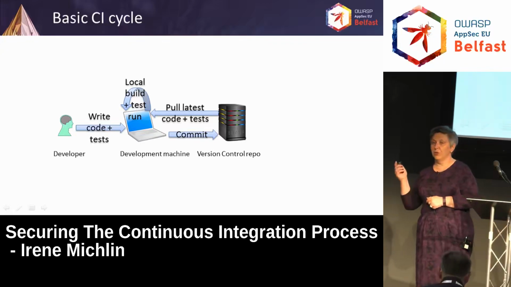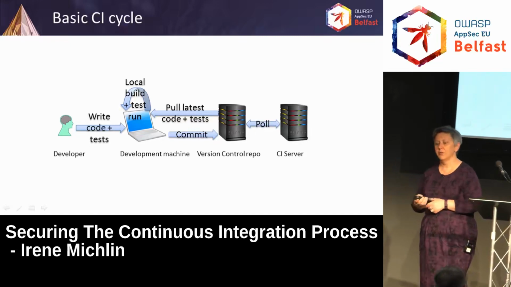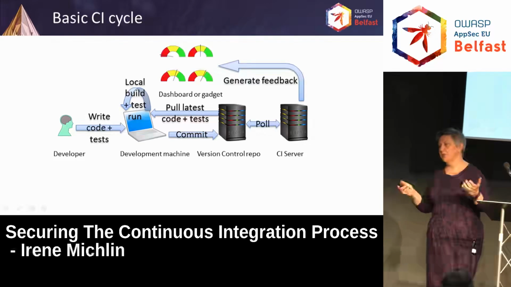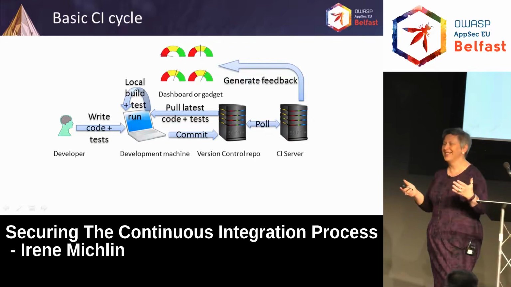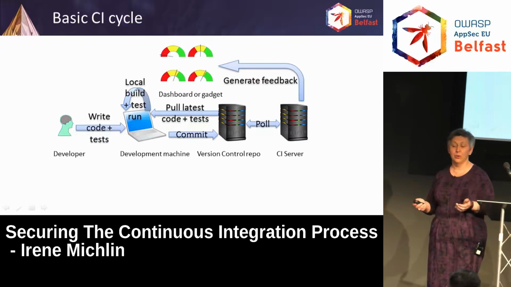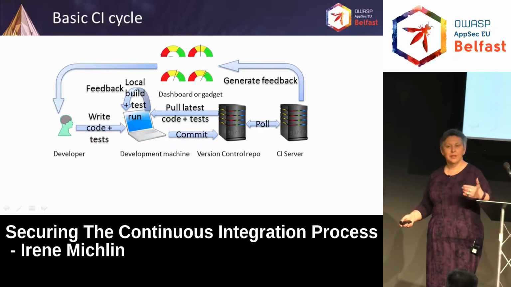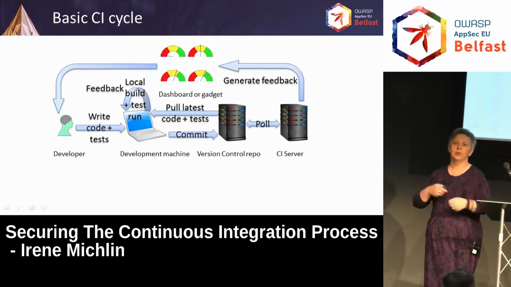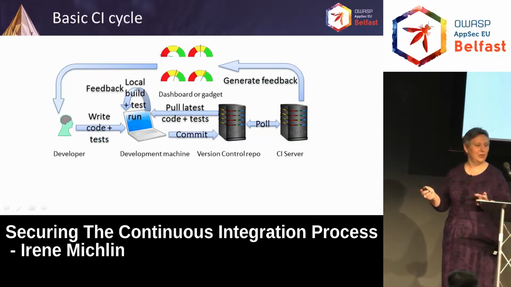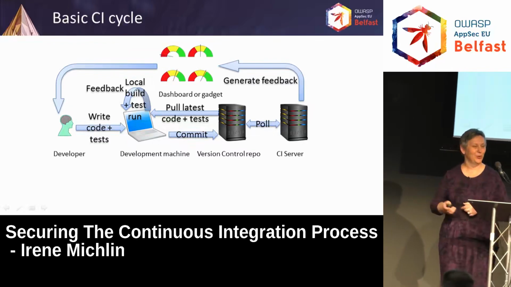Then commit to the version control repository. And then we have CI servers that continuously poll the repo for commits, detect a new commit, run the build, run whatever extra tests you've configured in your pipeline, and generate feedback to some kind of dashboard or gadget. The developer observes the feedback. If everything is fine, congratulate yourself and move on to the next feature. If not, rework, change, commit again, repeat. So this is a basic cycle, just to be sure that when I'm saying things like repo separate from the server, we all know what I'm talking about.